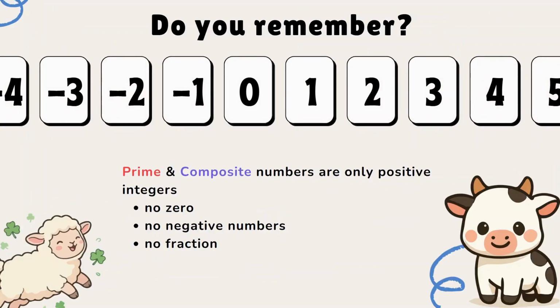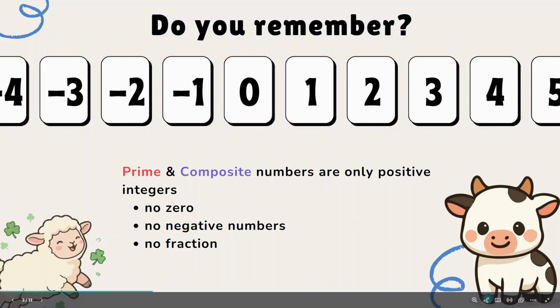Do you remember these numbers? The numbers here are all called negative what? Negative integers. This is the neutral integer. And of course, from here onwards, these are all positive integers. Your prime numbers and composite numbers are actually from 2 onwards. I think you remember that.